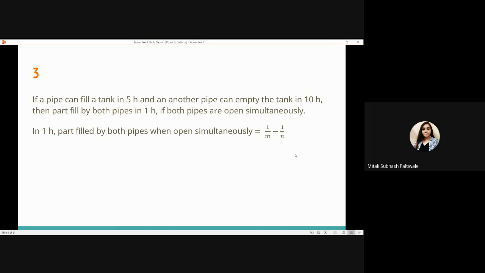Now let's put in the values. 1 by m would be 1 by 5 and 1 by n would be 1 by 10. Okay, this gives me the answer as 1 by 10 only. So 1 by 10th part would get filled if both of the pipes are open. So that much is the only part. Okay, let's move a little more ahead with another example. But before that, there is something which you should keep in mind. So let's move on to that.